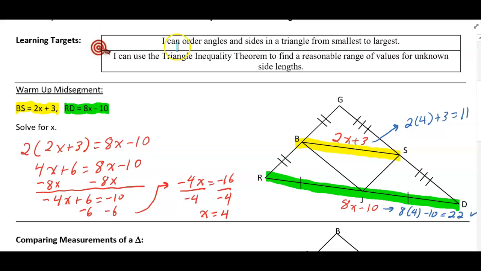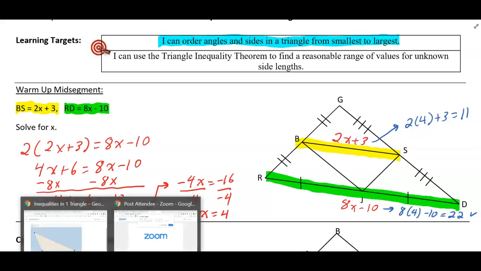As I said earlier, the learning target is to talk about relationships in triangles. There's actually multiple learning targets, so I'm going to highlight this in blue. I can order angles and sides in a triangle from smallest to largest. Before we take a look at that, I'm going to show you the following.